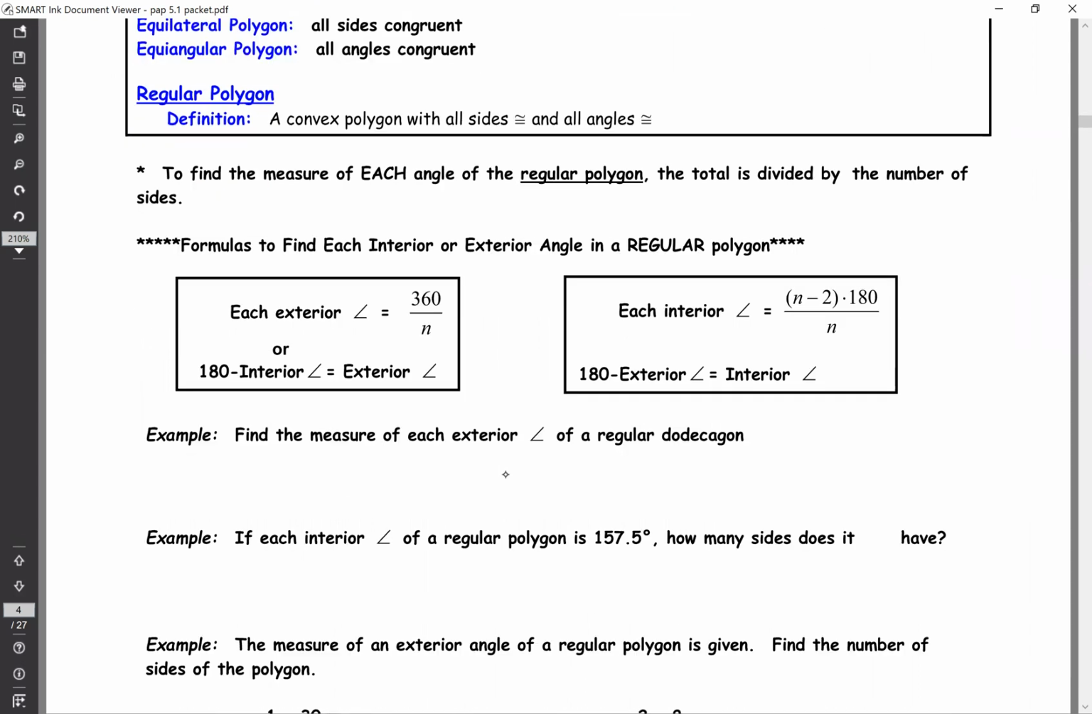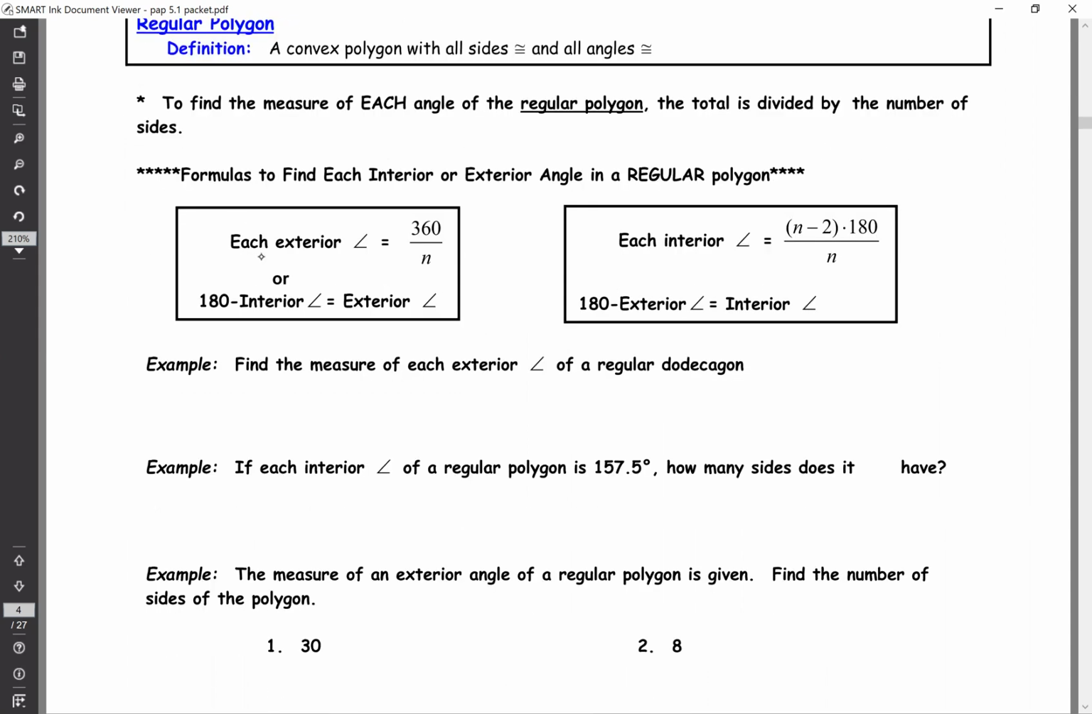Everything's congruent. So to find the measure of each angle, so a single interior angle of the regular polygon, the total is divided by the number of sides. So here's your formula. So if you want to know each exterior angle, basically you take the 360 and you divide it by how many sides you got. And that's one exterior angle. Okay.